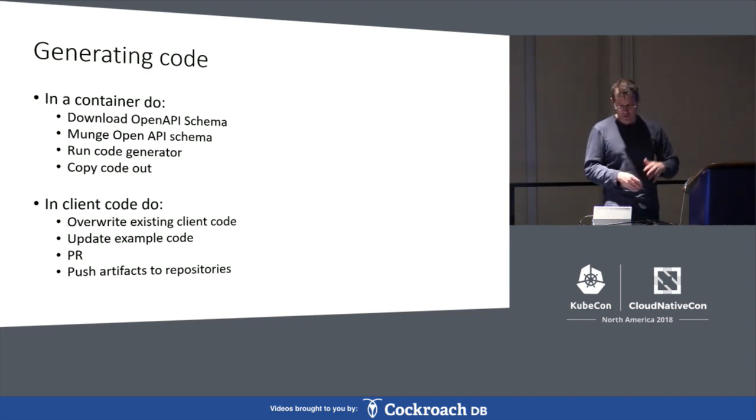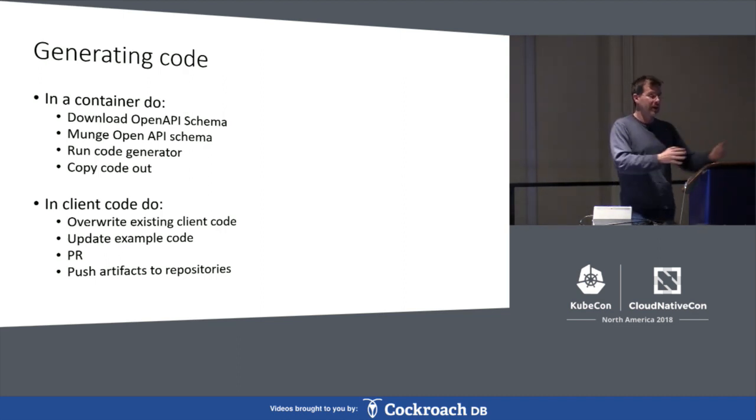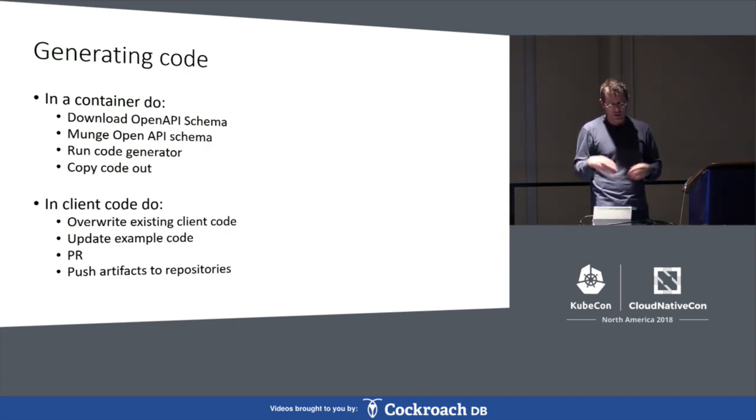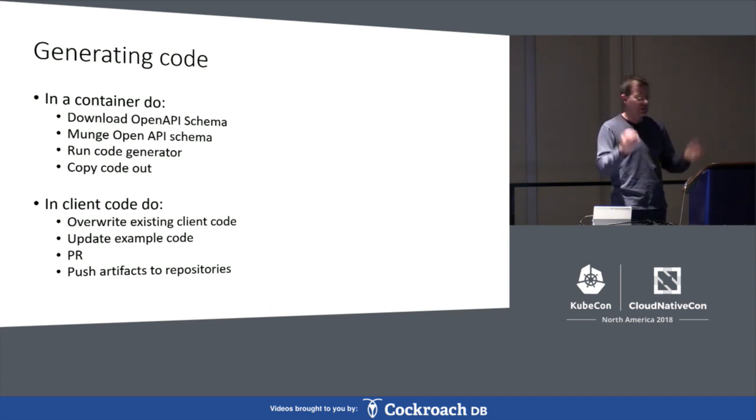Then inside the client code, that generates the code. Now we have to integrate it into the project. We bring it into the client library. Each client library has its own repository on GitHub. The generator code has its own repository too. We bring it into the client library. We overwrite the existing client code, generate giant diffs that nobody ever really looks at.